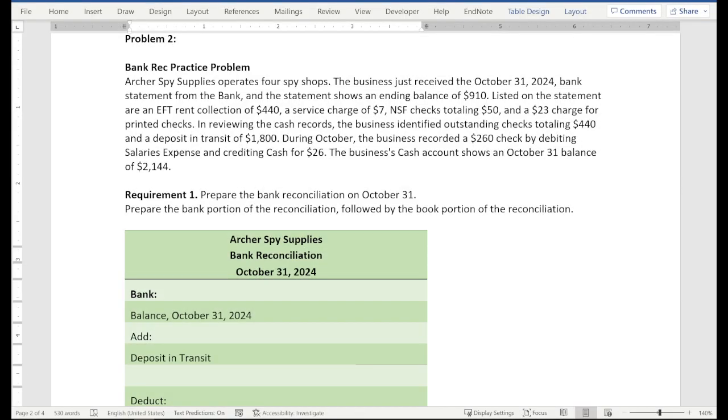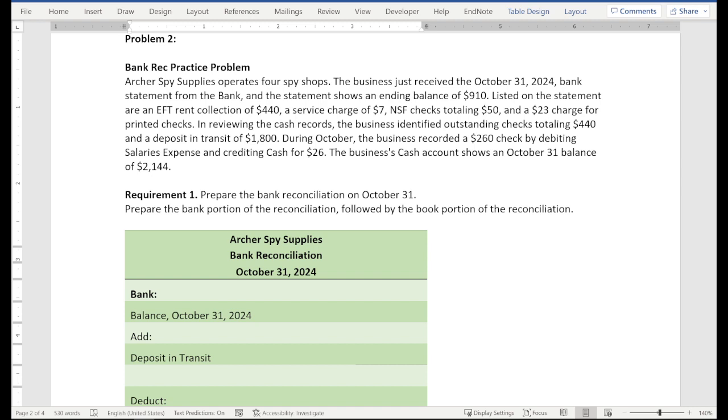Okay, here we are with a bank rec problem. If you're looking for another bank rec problem to practice with, there is another video of a bank rec problem for the college accounting course, and that one will be very similar concepts as well. So if you want extra practice, go ahead and check out the college accounting playlist, and you'll see another bank rec problem there to practice as well.